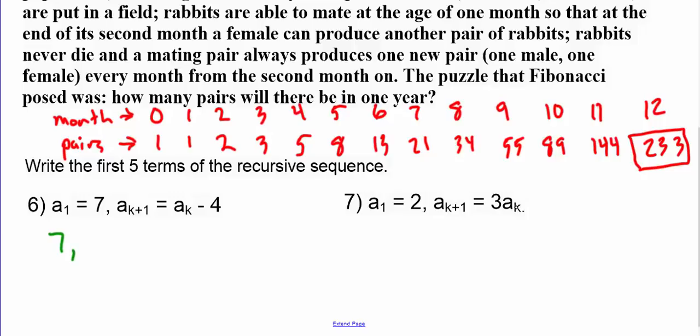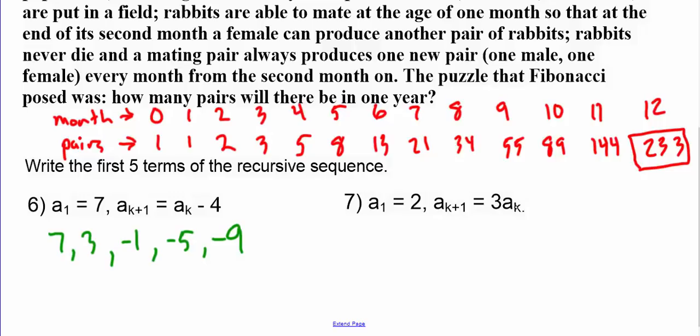If I want to find the second term, what this says to do is take the first term and subtract 4. So that's 3. Let's talk notation again. The second term would be a sub 2. A sub 2 is the first term minus 4. And I would continue on that process as many times as I needed to. And this says to find the first 5, so I'm going to stop right there.